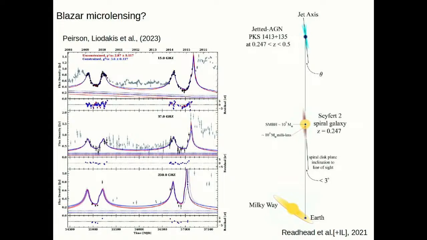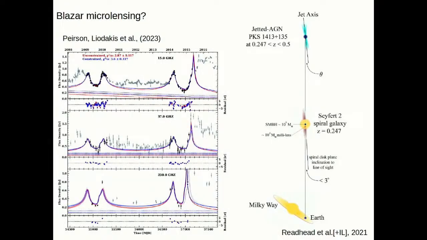Now, if that's true, then it will be very interesting because it will give us the ability to probe milli-arcsecond scales in the jet, and it will also help us probe lens masses in the 10 to the second to 10 to the fifth solar mass range, which can be a very interesting mass range.